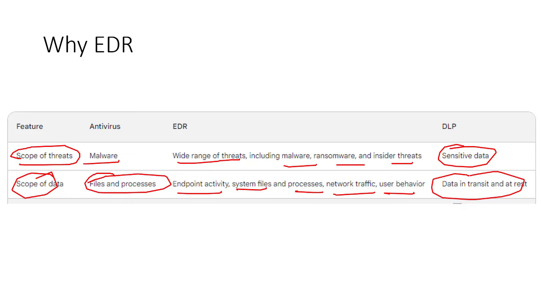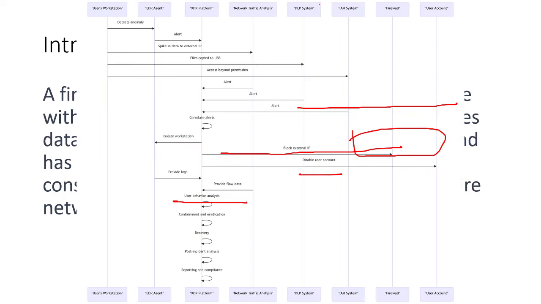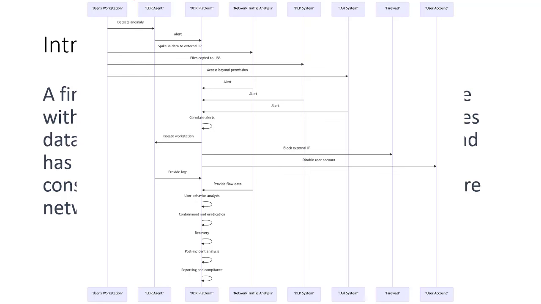Okay, so now let's understand with a case study how it works. So we have a case study here. We have a financial organization with a hybrid infrastructure of endpoints, cloud services and an on-prem data center, and it uses EDR to secure its endpoints and recently implemented XDR to consolidate security operations across the network. So how does it work? This is one case study that we're going to discuss in detail. Don't worry, don't get stressed. We're going to discuss each and every case study in a different way.